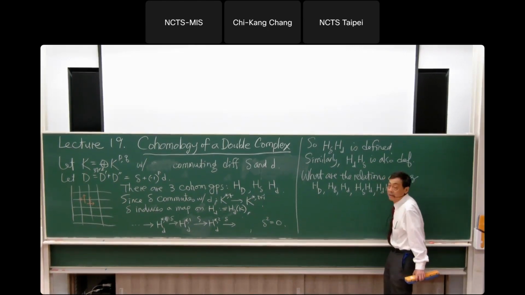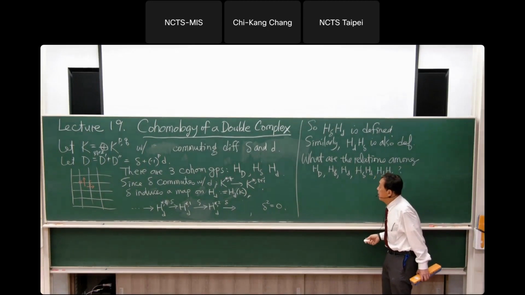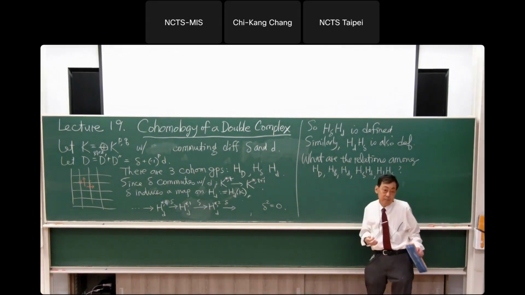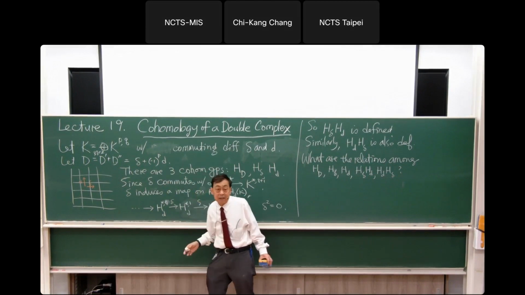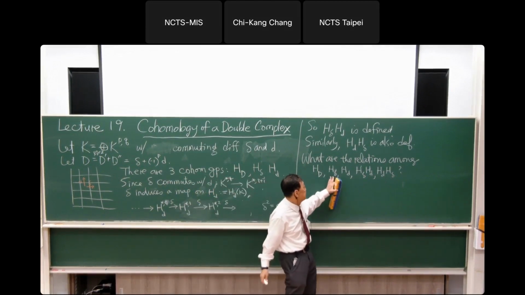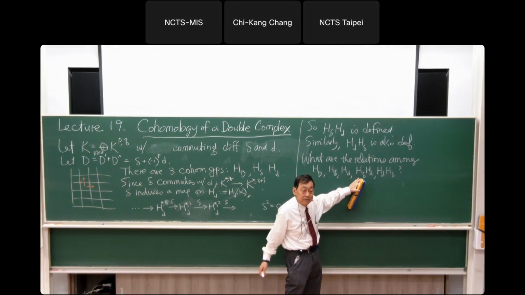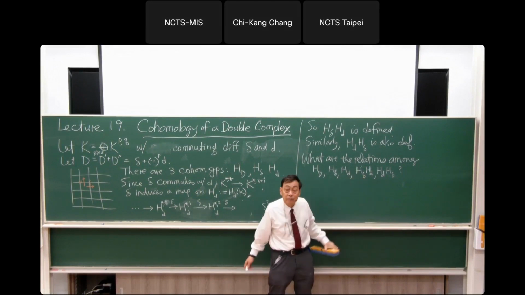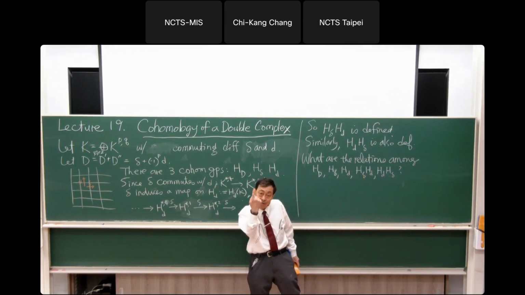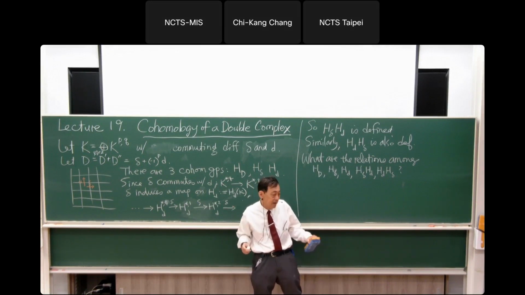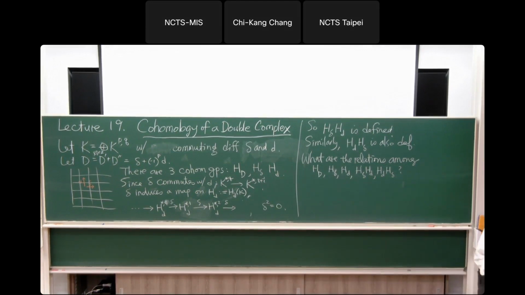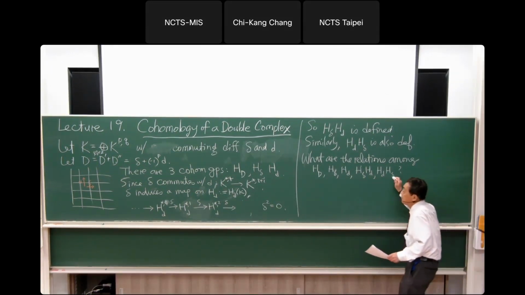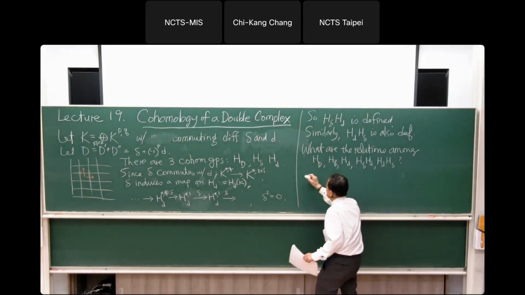H_D is hard to compute because the differential is more complicated. But H_delta and H_d are easier to compute because you're only going in either the vertical or the horizontal direction. And the main theorem today is called the tic-tac-toe lemma.